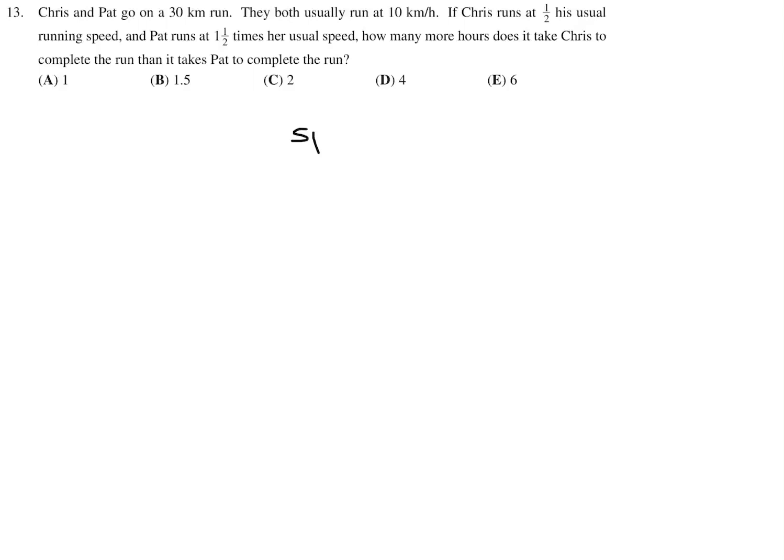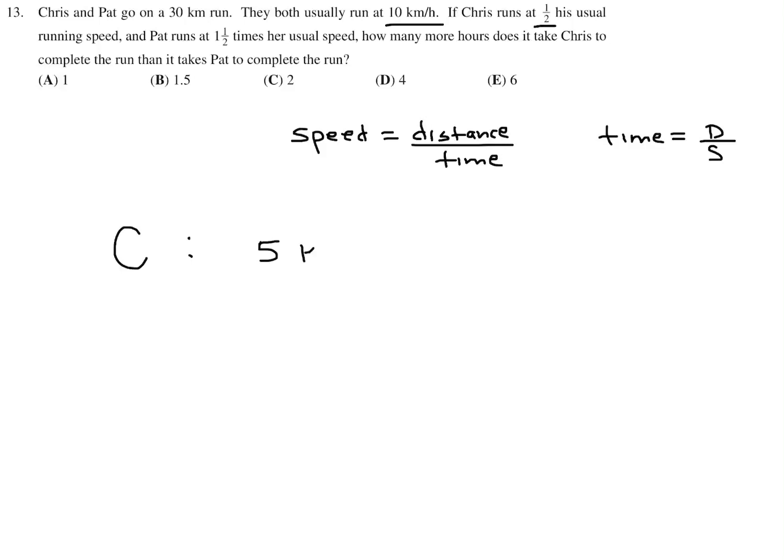So our formula is speed is equal to distance over time. And any combination or variation of this formula also will work. For example, time is equal to distance over speed, and so on. Now Chris, C for Chris, he normally runs at 10 kilometers an hour, and now he's running at half his usual speed, so he's going to be running at 5 kilometers per hour.